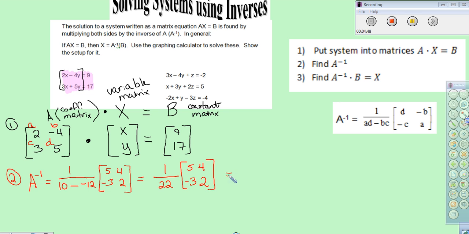One last step, and we won't even simplify in this case, we'll leave it as is. We get 5 over 22, 4 over 22, negative 3 over 22, and 2 over 22. Now, some teachers may ask you to simplify those, but what I've found is that if students are using a calculator, it's going to simplify for them.